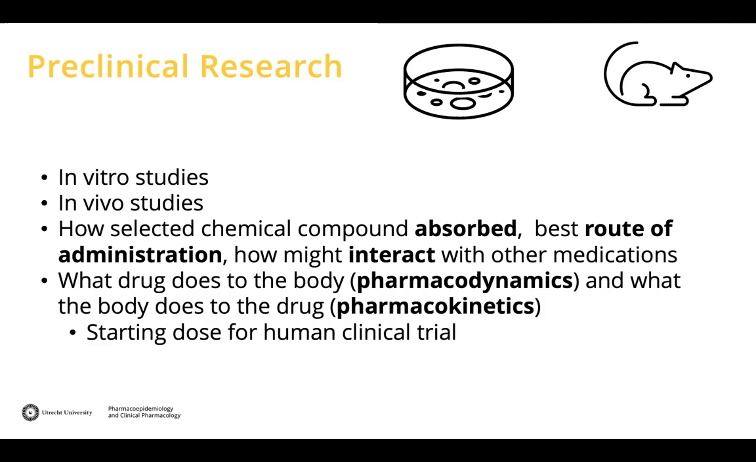You want to know how it might interact with other medications. So if a patient is taking a bunch of other medications in addition to this new chemical compound of interest, you want to know whether it interacts with that particular medication. You also start trying to determine and conduct studies to determine what the drug does to the body, and this is called pharmacodynamics. And you also want to figure out what the body does to the drug, and this is called pharmacokinetics. And in their preclinical research, you also want to determine what the starting dose for human clinical trials is.